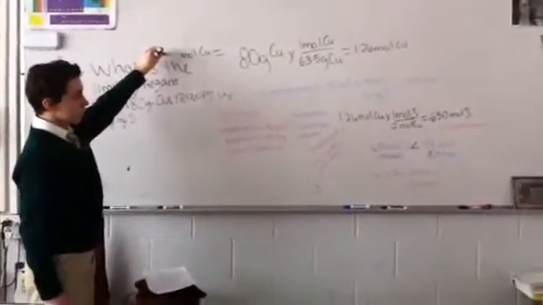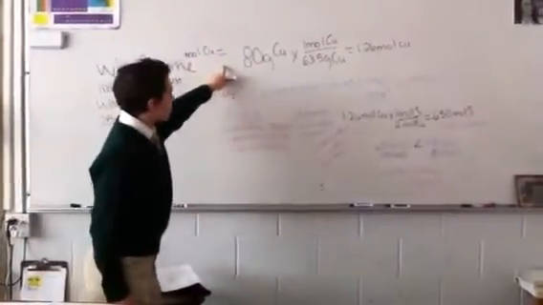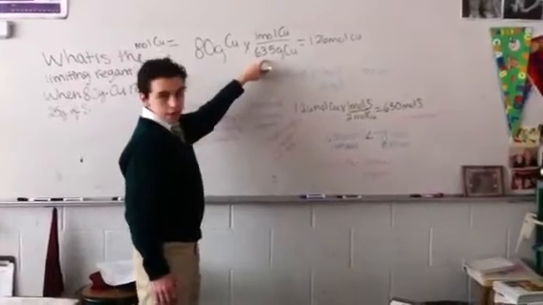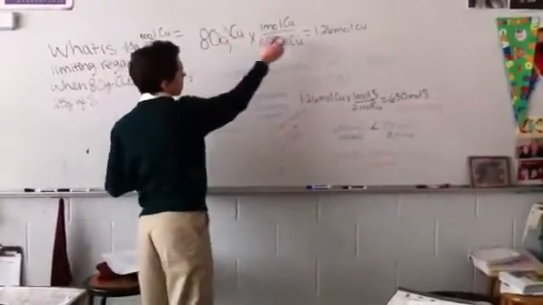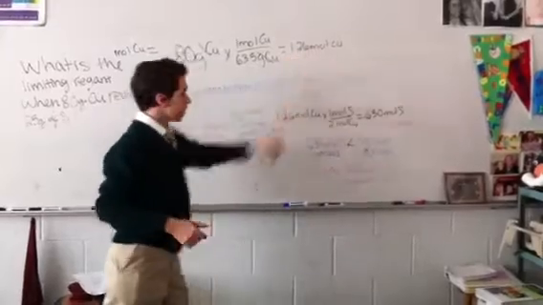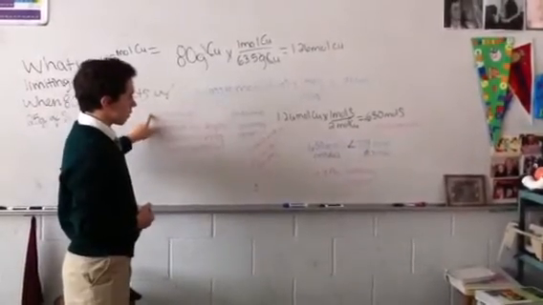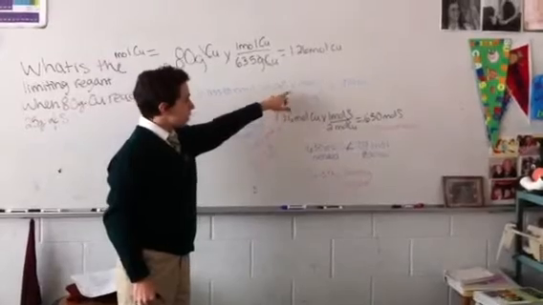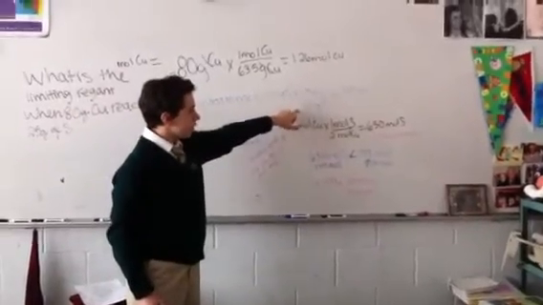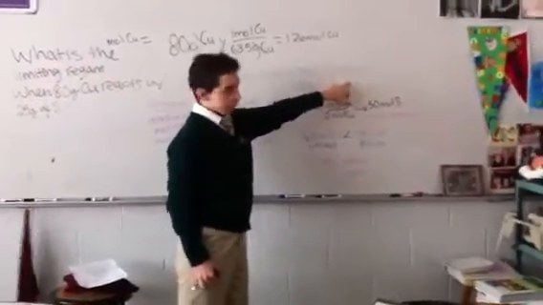First you set up the problem using dimensional analysis. What you're looking for is moles of copper. We have 80 grams of copper times 1 mole of copper over 63.5 grams of copper. These cancel, and you end up with 1.26 moles of copper. The next thing is to convert mass to moles for the sulfur. So 25 grams of sulfur times 1 mole of sulfur over 32.1 grams of sulfur, which is the molar mass. And you get 0.779 moles of sulfur.